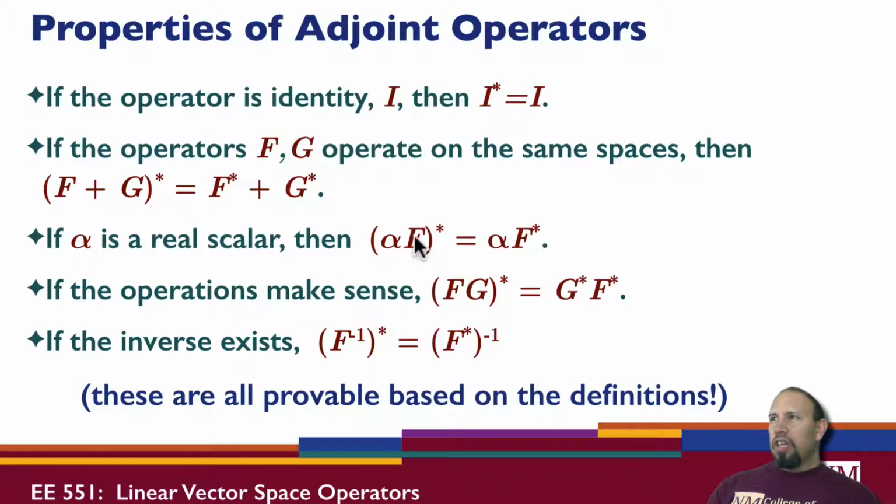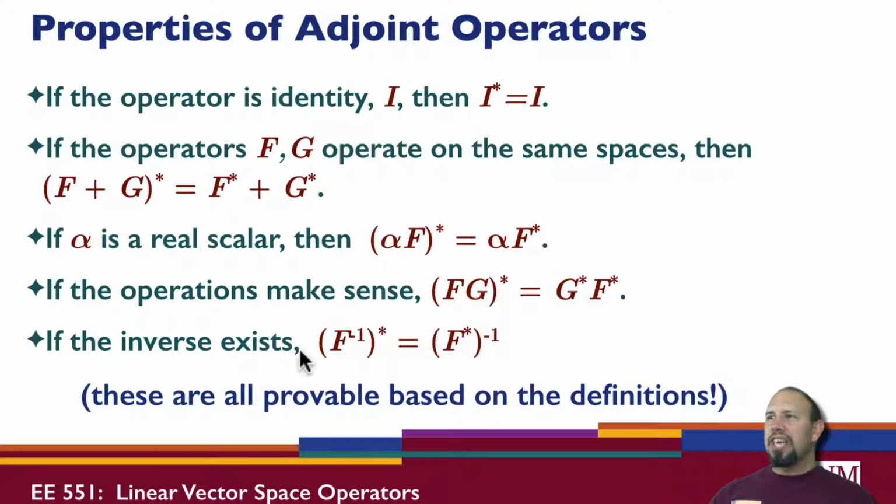If alpha is a real scalar, then we have this relationship. If it's a complex scalar, then you'll actually get the conjugate going here. This holds if the operations make sense, F and G. So what does this mean? First you have some input that's getting operated on by G. The result of that gets operated on by F. This equation is saying that the adjoint of this concatenation of operations is equal to the concatenation, in the opposite order, of the adjoints.